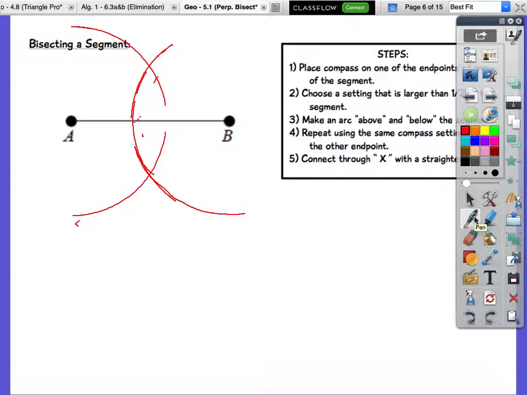Okay, so no matter how big or small yours were, I checked all your sizes and they were good. They should still intersect to form a little X up here and an X down here. You should have two of them. You need two of them for this to work. You need to go all the way through the second.